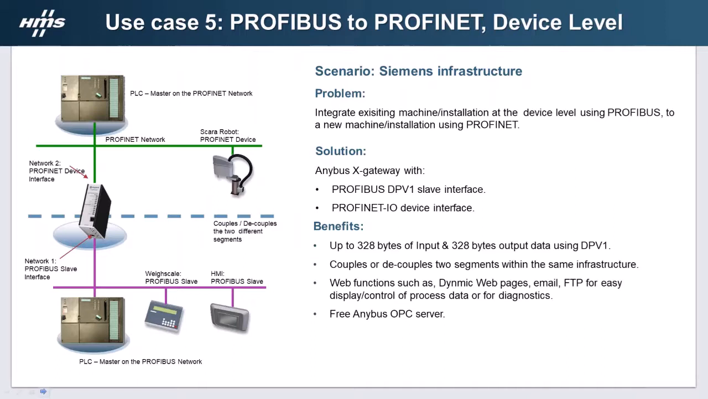And the last one on here. So the problem is integrating existing machine installation at the device hub using PROFIBUS to PROFINET. So here we're going from a serial protocol through to an Ethernet protocol.